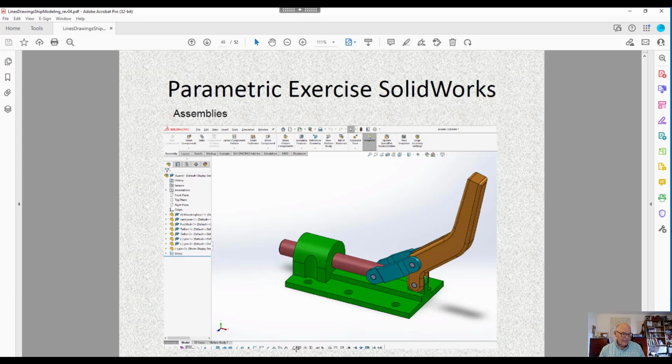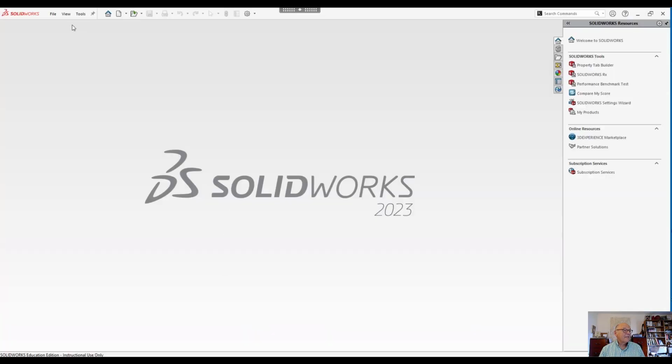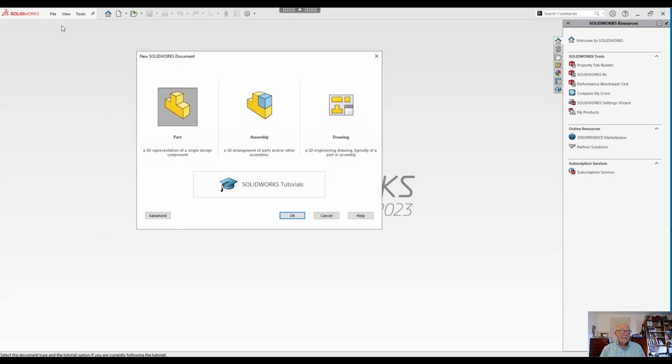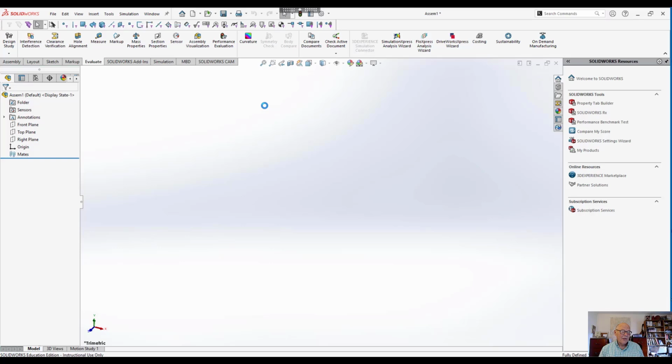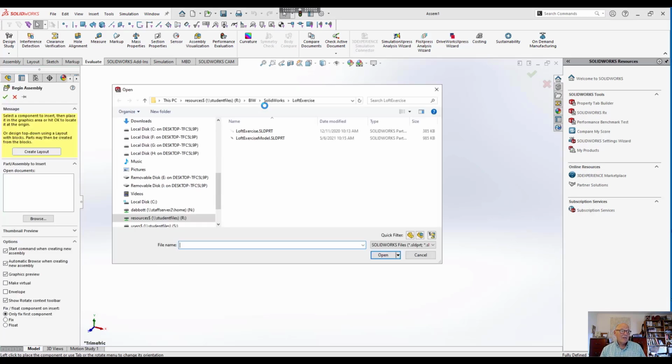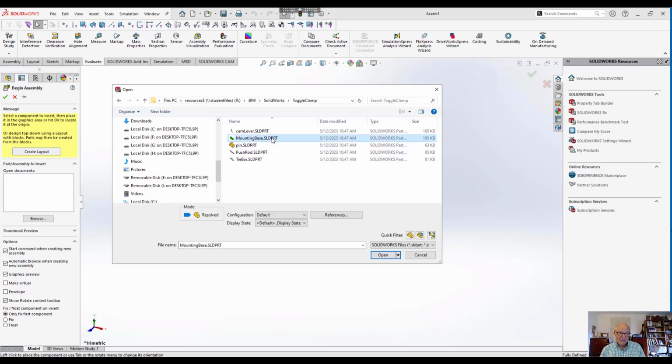So if we go back to SolidWorks, I'm going to start a new assembly file. So don't start with a part, start with an assembly. When it first opens up, it's expecting you to put in the first part. So it's going to open up a dialog box like this. So we're going to go to SolidWorks, toggle clamp, and the only starting part that makes sense is the base. So you pick the base. So I want to open it.